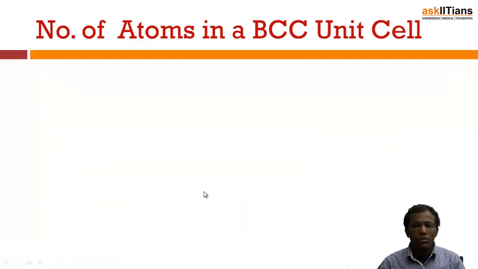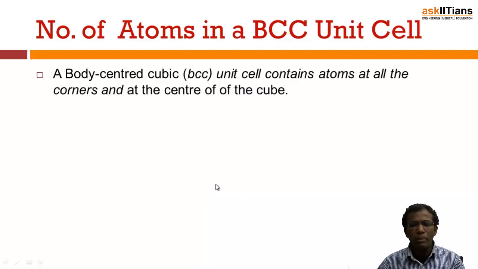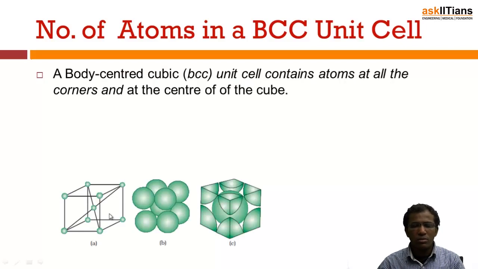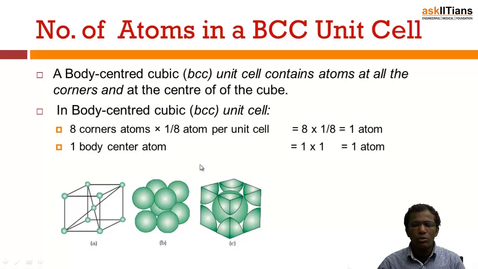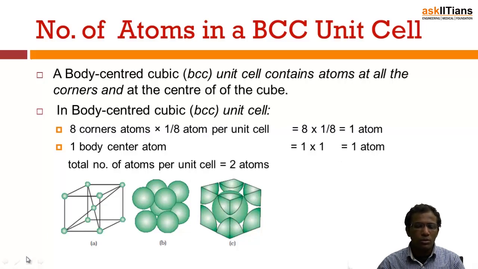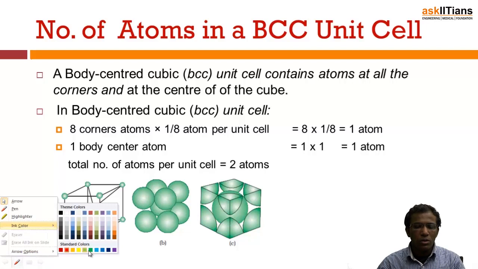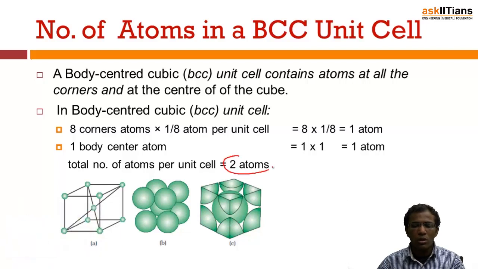And if you come to BCC, which is even simpler, because it has atoms at corners. So, from corners there will be 1, and from the body center there will be 1. So, in total we have 2 atoms, 1 atom from the corners, 1 atom from the body center. Okay. So, effectively only 2 atoms belong to a BCC unit cell. Okay. So, this is about the number of atoms in FCC, BCC and simple cubic.